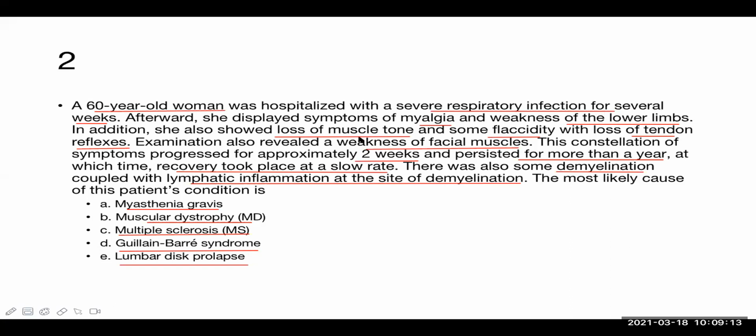Okay, and clues are of the lower motor neuron disease, like loss of muscle tone, flaccidity, and loss of tendon reflexes, typical of Guillain-Barré. And it takes a long time for the patient to recover. Yes, and the recovery is also not complete. That is also true. And there is a strong clue of demyelination, which is caused by inflammation, and that is by lymphocytic infiltration. So Guillain-Barré syndrome is a straightforward answer here.